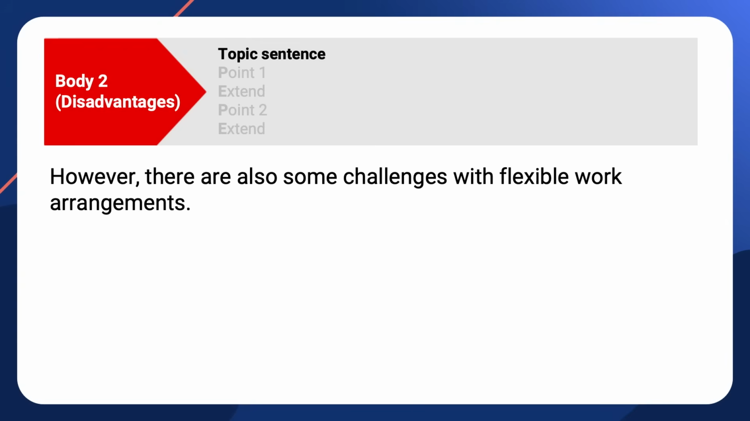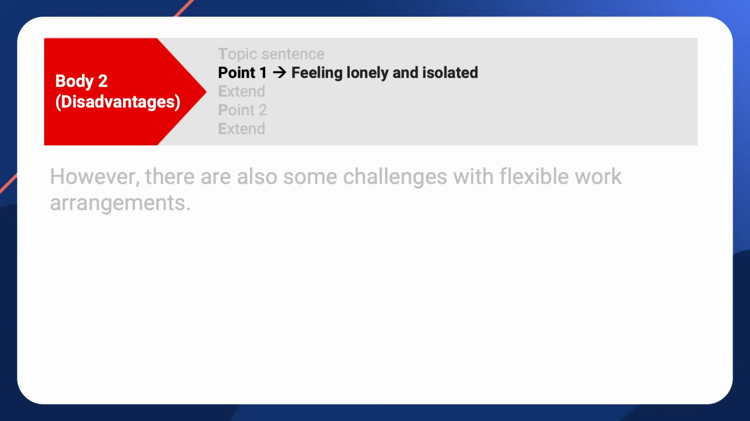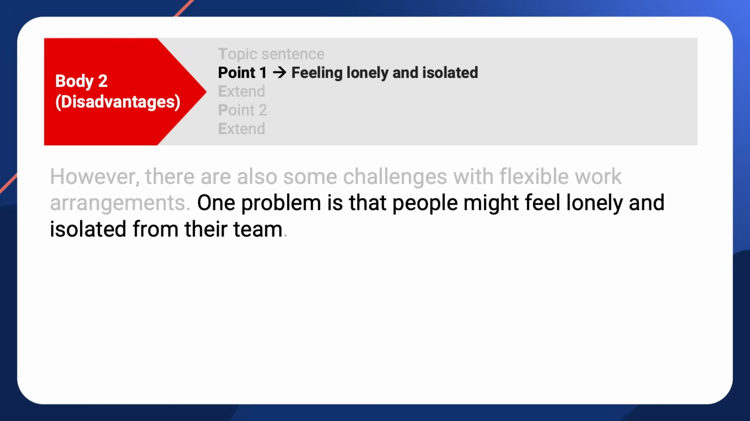Of course, when we look at the example that was just given, it might have been quite awkward in the sentence to use careers or industries. It wouldn't have sounded correct. So choosing the context is really important. Now we're going to talk about the first disadvantage of feeling lonely and isolated. So one problem is that people might feel lonely and isolated from their team.